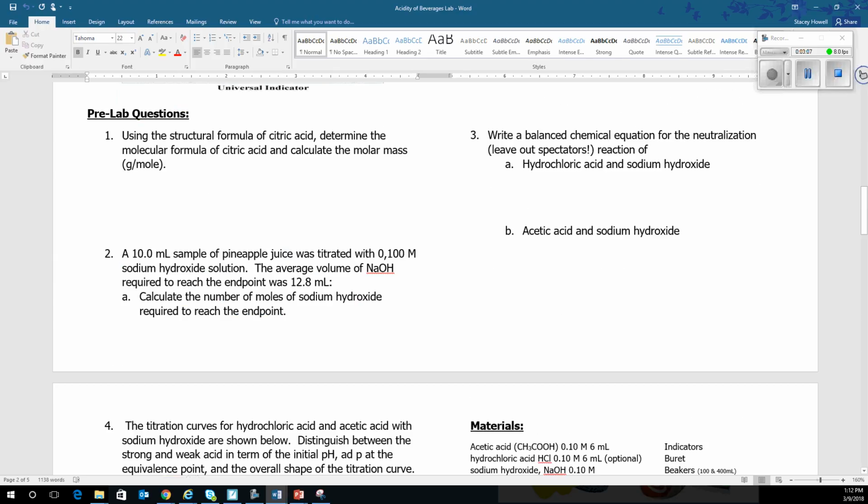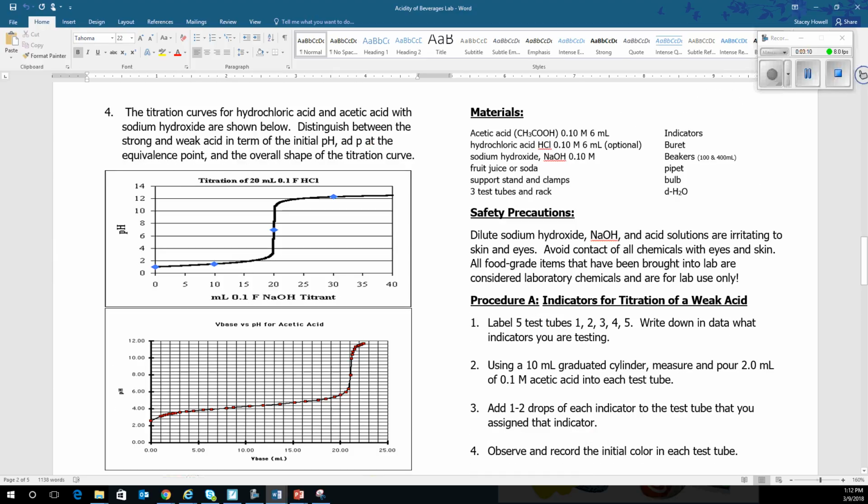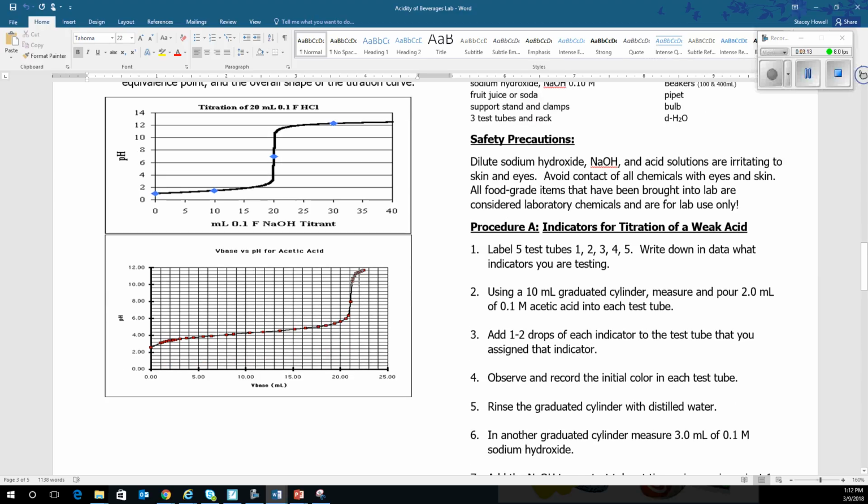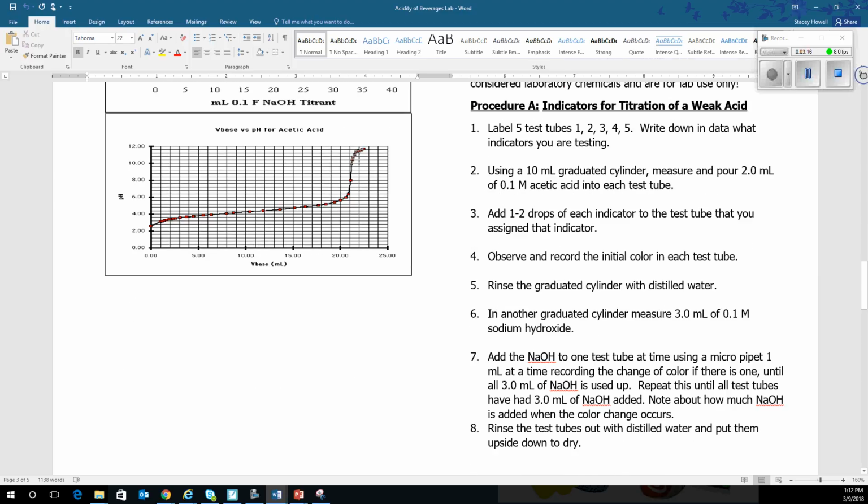Okay? So what we're doing besides that day is you've got a pre-lab, of course, that you get to do. And then we've got an example of some titration curves. And you've got a procedure A. We're actually going to be testing different kinds of indicators and see when they change color. So you're going to label test tubes 1 through 5. You're going to write down in the data what indicators you're testing.